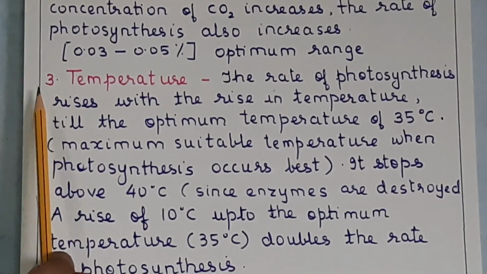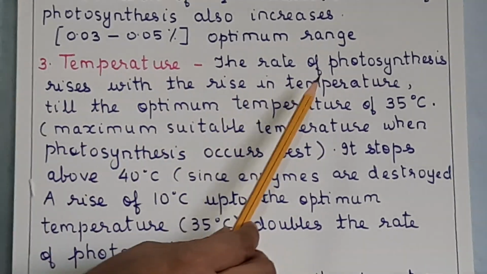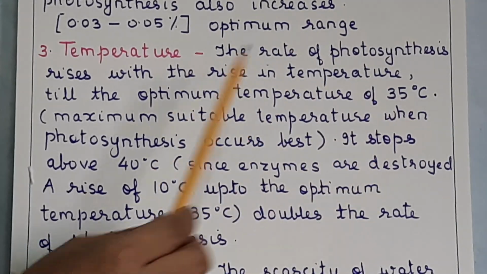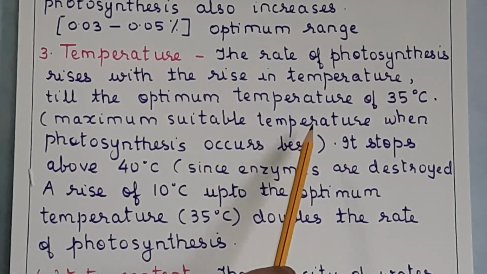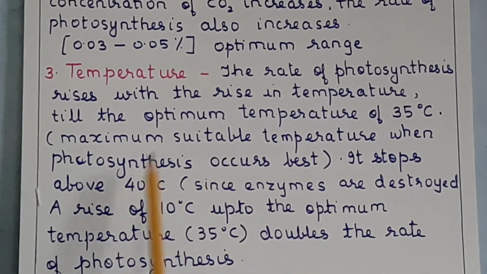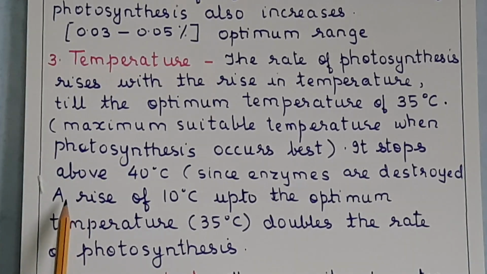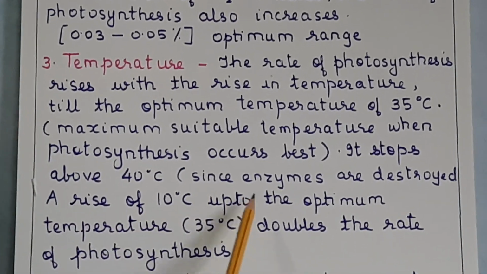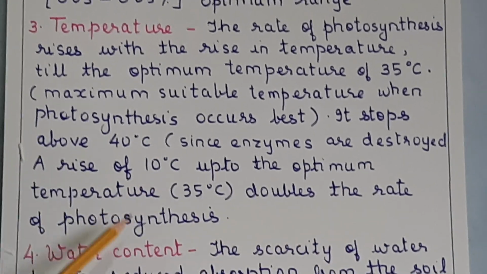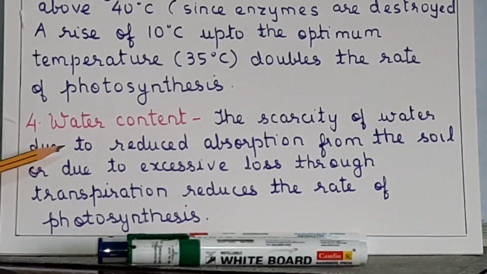Next is temperature. Give 5 stars to this, it is important. The rate of photosynthesis rises with the rise in temperature till the optimum temperature of 35 degrees Celsius, which is the maximum suitable temperature when photosynthesis occurs best. It stops above 40 degrees because enzymes are destroyed, and a rise of 10 degrees up to the optimum temperature, that is 35, will double the rate of photosynthesis. Clear?